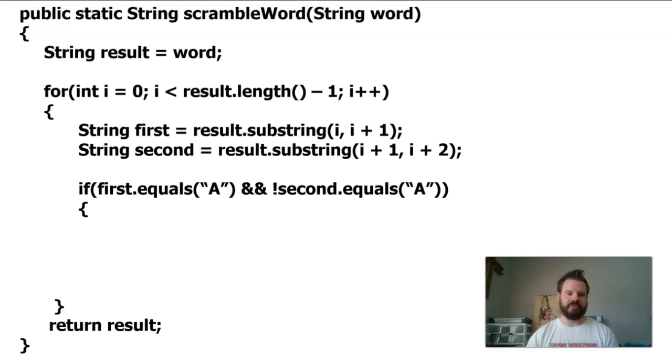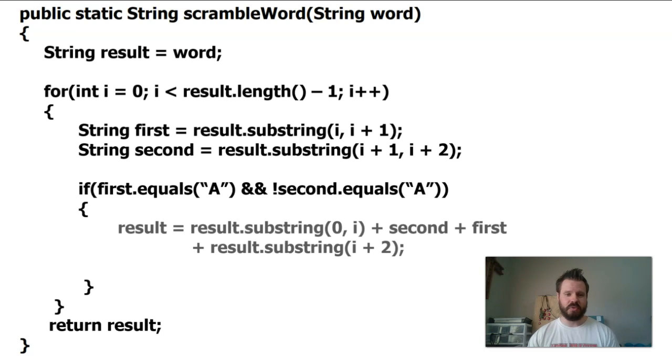Now if the first equals A, and then I want to say the second is not an A. The quickest, cleanest way to do that is to say not second dot equals A, or you could say second dot equals A equals false. Either way, what we want is an A and something that's not an A. Now, if that's true, I'm going to switch things around in my result string.